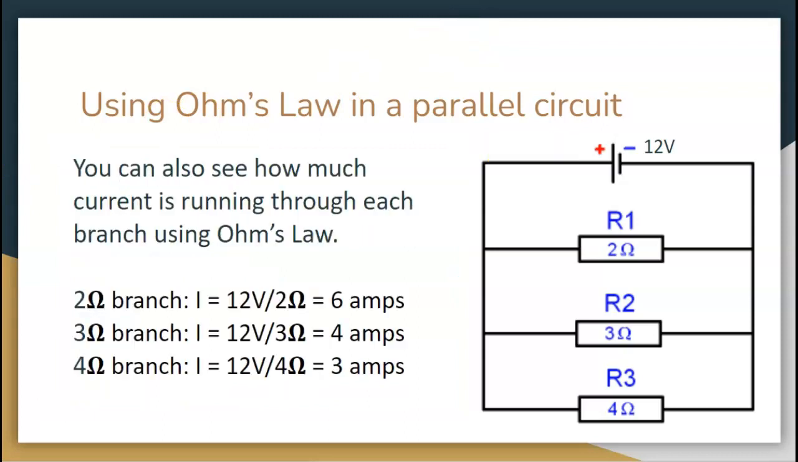What do I mean by that? Well, if we use Ohm's law for each one of these branches, let's look at that. Okay, for this first branch, 12 volts divided by 2 ohms equals 6 amps. This branch, 12 volts divided by 3 ohms equals 4 amps. And then for this one, 12 volts divided by 4 ohms equals 3 amps. All right? The total current that we just found over by the battery doesn't go down each branch. It splits off. And the less resistance you have, the more current you're going to get down that branch.